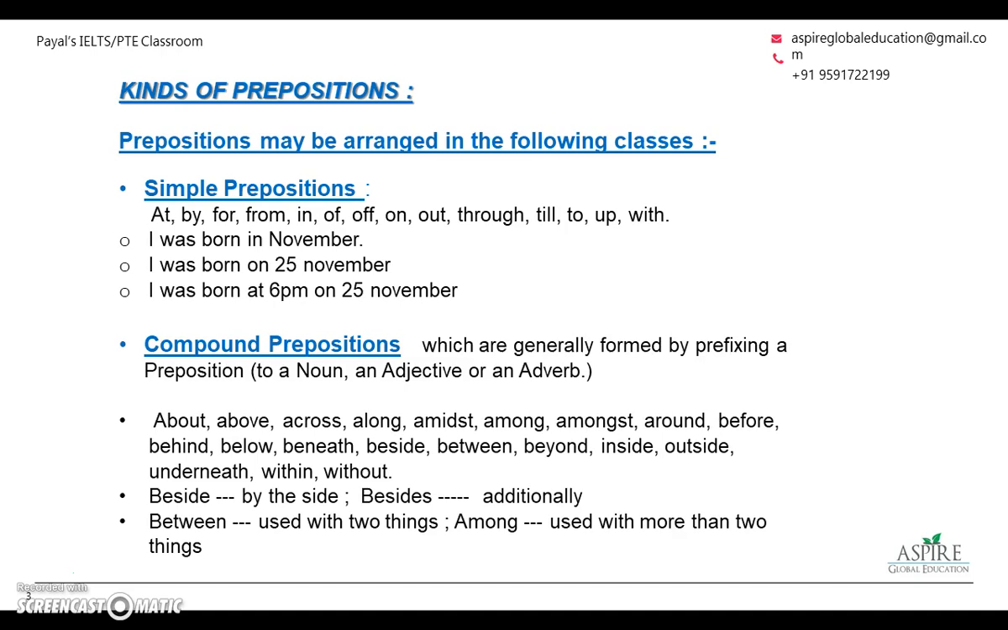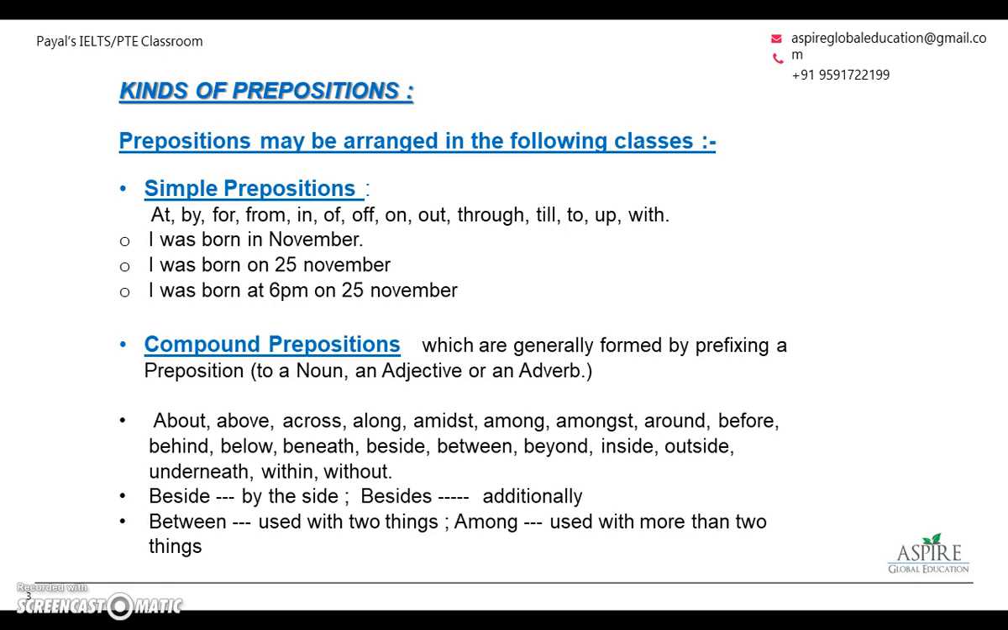So how do we differentiate between all the three words? By making a couple of sentences. I was born in November. So that's a bigger picture. I was born on 25th November. Now here it becomes a bit more specific. I was born at 6 p.m. on 25th November. So this becomes very, very specific with the usage of at.